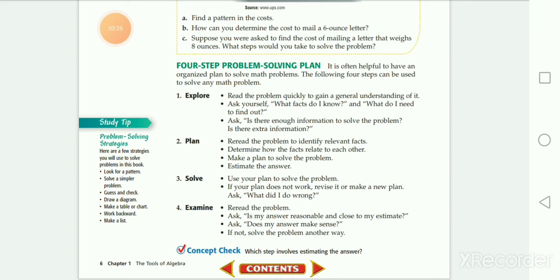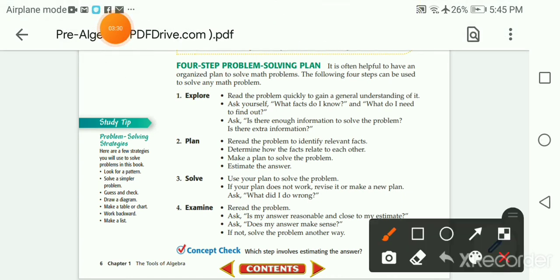Number 1, I have here to explore. Explore here means what? Read the problem quickly to gain a general understanding of it. So I have to read the problem to know the information it gives me. The problem gives me some information, some data. Okay, ask yourself, what facts do I know? And what do I need to find out?